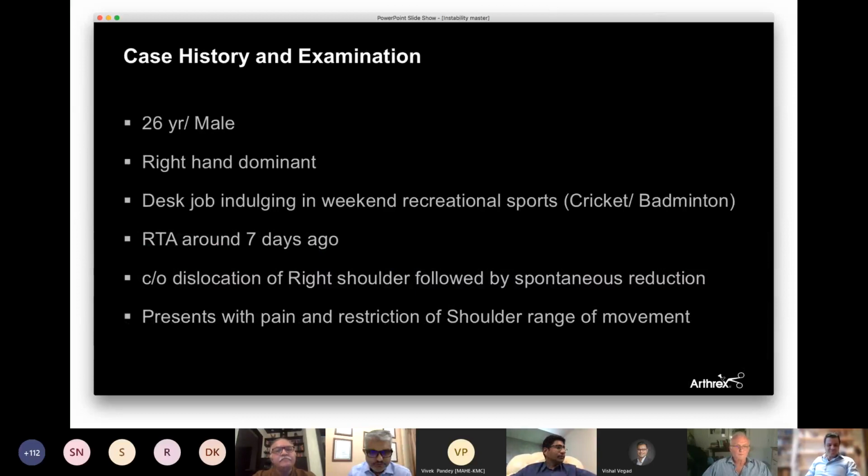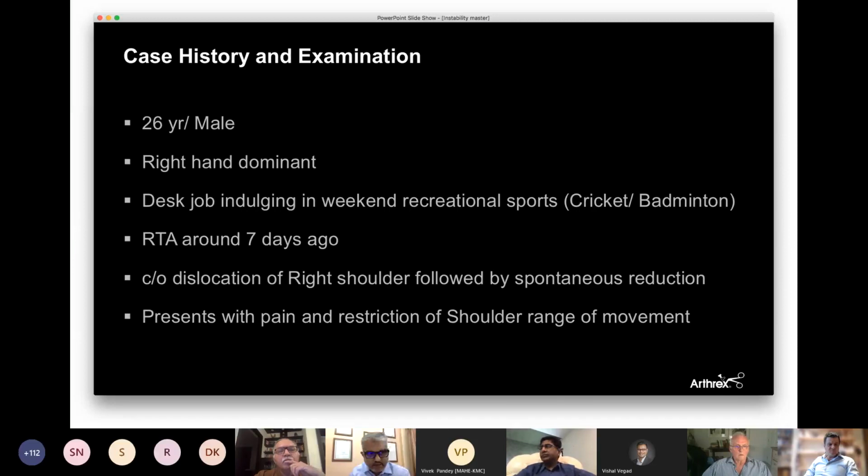Without further ado, I would start off with the case. So here we have a 26-year-old male, right-hand dominant, primarily sedentary lifestyle, just weekend sports. And this is more or less the profile of the majority of patients in India. And he had a low velocity RTA. Now, this is different from the Western world where most of the road traffic accidents are high velocity.